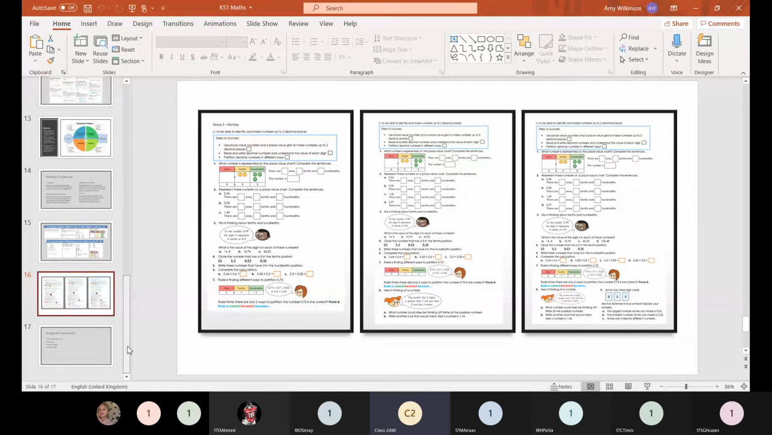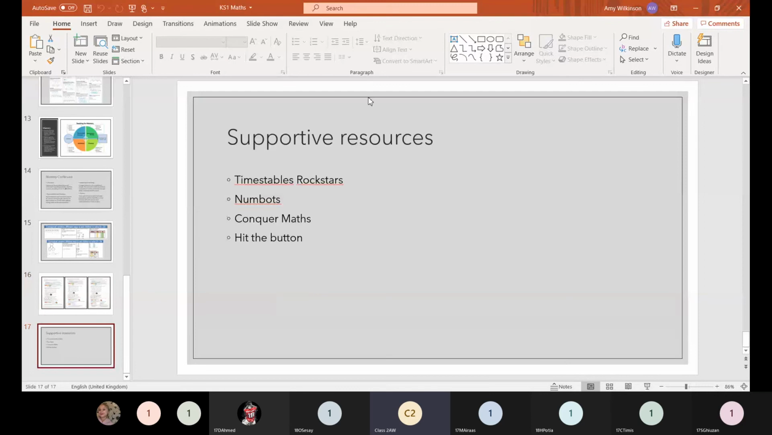There are lots of things that we do within school, but there are also things that can be done at home with your child. So some of the resources that we use that are really supportive are Times Tables Rockstars. This is primarily used in Key Stage 2, but it is a valuable resource for Key Stage 1, especially because the children need to know their 2, 5 and 10 times tables. Numbots is another really fantastic resource. Conquer Maths and Hit the Button as well.